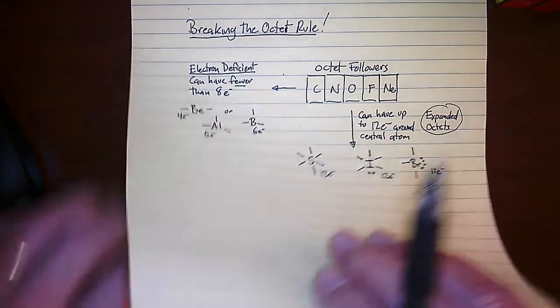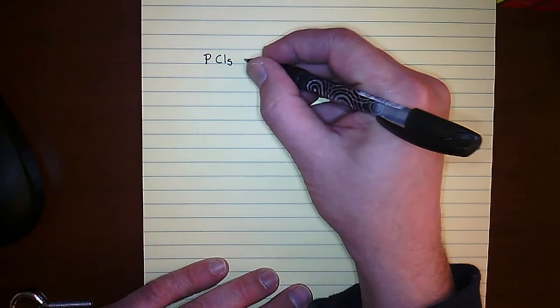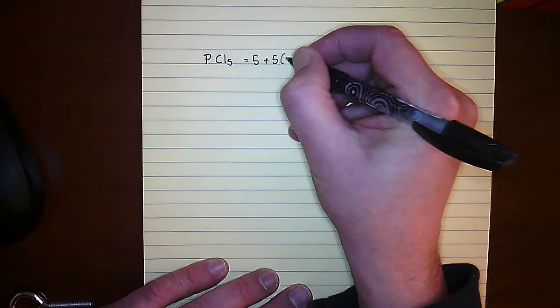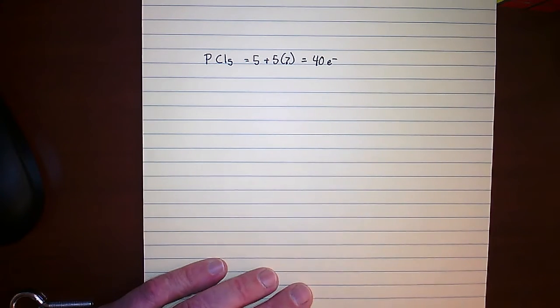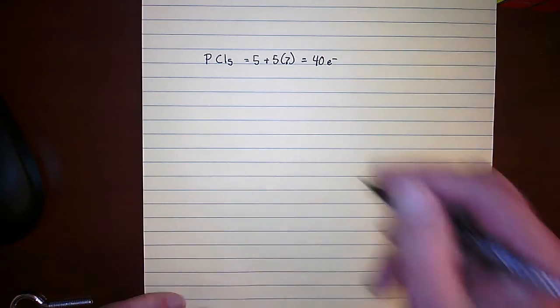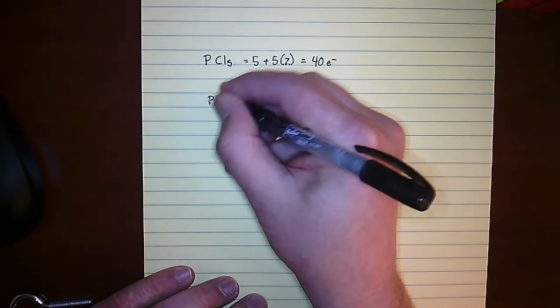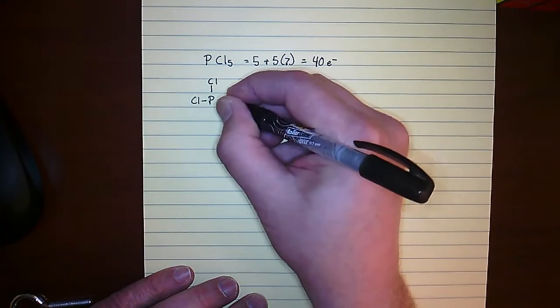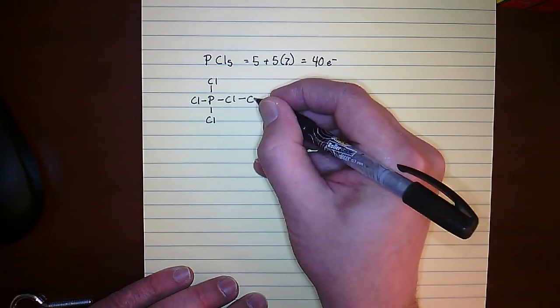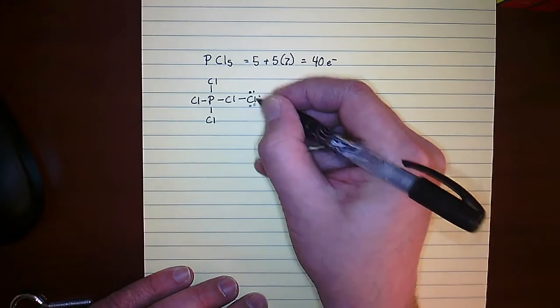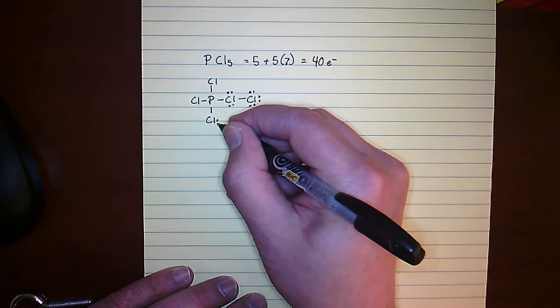So let's see how this might actually work. Let's look at PCl5. PCl5 is a tricky one because PCl5 has 5 plus 35, forty electrons to play with, okay? If we try to draw a structure for this and follow the octet rule, you might say, okay, I'll just put phosphorus here and I'll put Cl's around it. And now I've run out of bonds for phosphorus, because 2, 4, 6, 8. And I'll just put one over here and fill in my octets. And you're like, this isn't so bad. I can do this.